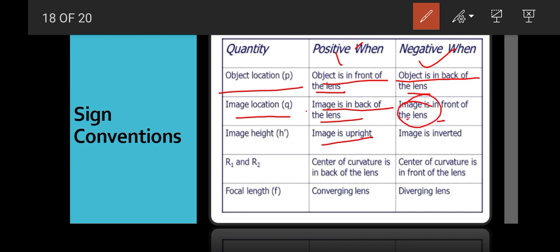Image height: if upright it is positive, if inverted it is negative. It means for a concave lens it will be negative always. For R1 and R2, the radius of curvature is at the back of the lens and the center of curvature is in front of the lens. It is the same case as for the focal length. Focal length for a converging lens is positive, and for a diverging lens it is negative.